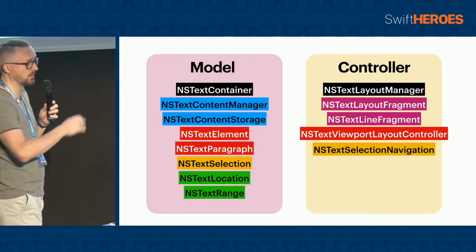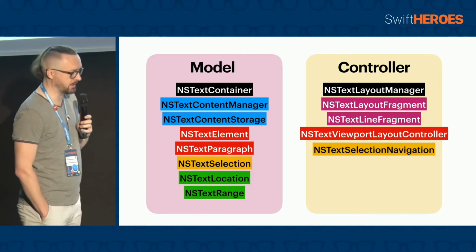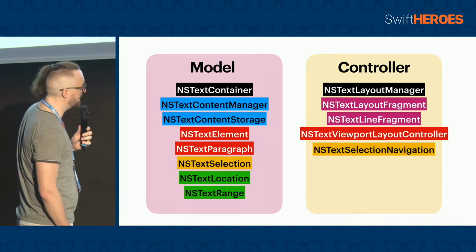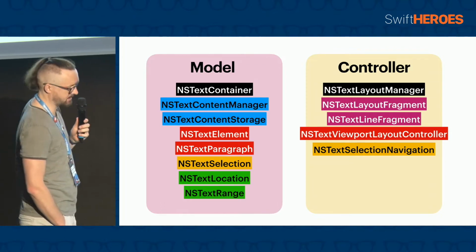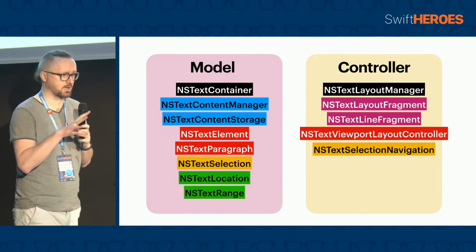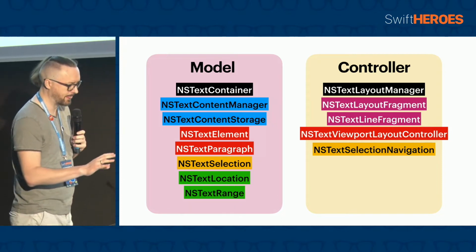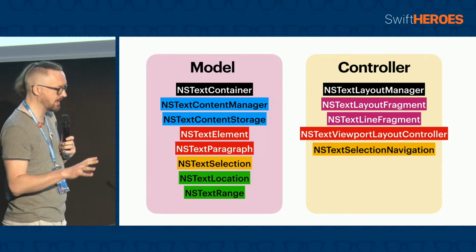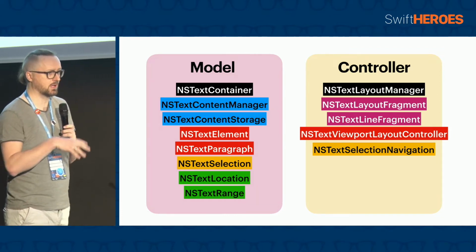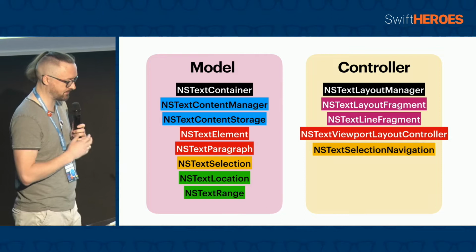Those are all the types that take part in TextKit 2. It's like 13 classes. Some of them are just protocols. So we have NSTextContainer. That's the one you probably know. This is the one that is shared with TextKit 1 because it's just a container. Then we have NSTextContentManager, which is the protocol, and NSTextContentStorage is the implementation of this protocol. It's a data source. This is where the string's text comes from.